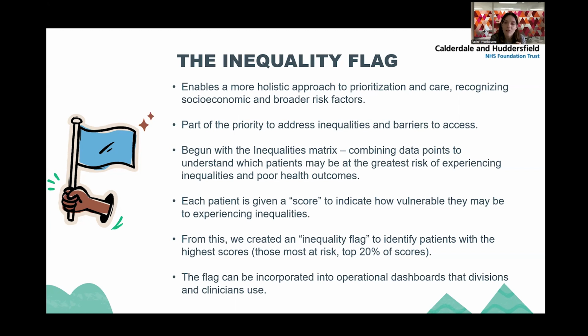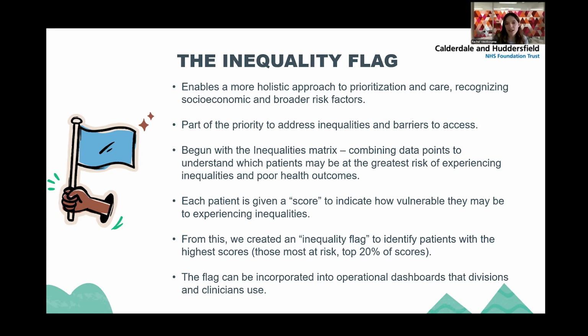And so we see this as being part of our priority to address inequalities and particularly barriers to access as well. So as I say, this began with something that we call the inequalities matrix, where we tried to combine different data points to understand which patients might be at the greatest risk of experiencing inequalities and poor health outcomes. So we were looking at our data to understand who is most likely to experience inequalities, and also looking to national evidence too, to understand what are the biggest risk factors for someone potentially experiencing inequalities, and seeing how we could marry that up with our data to identify who might be at greatest risk.